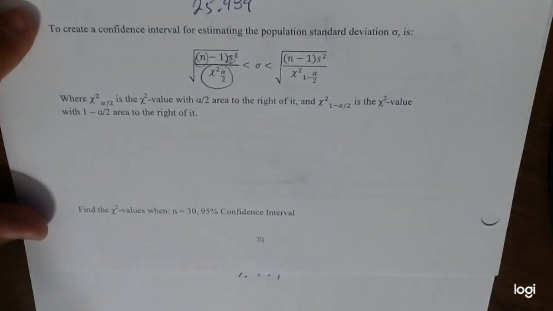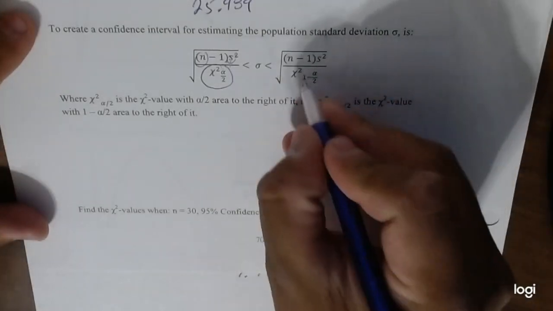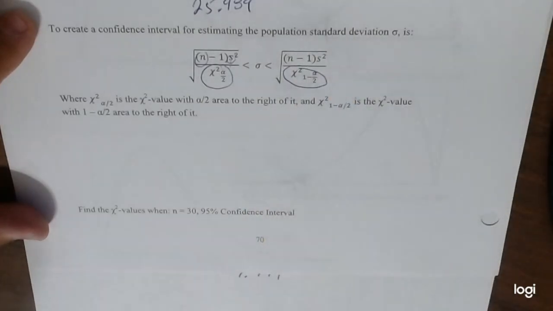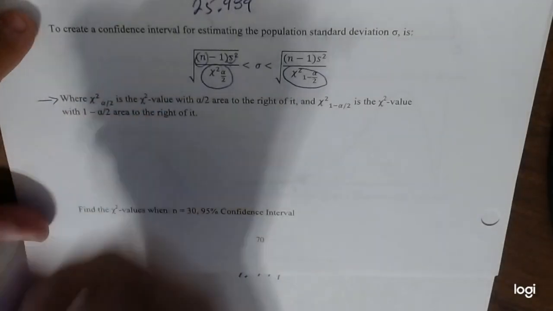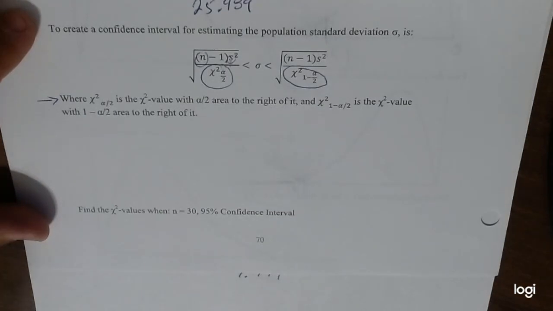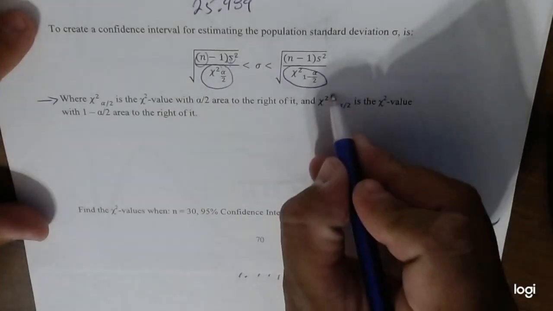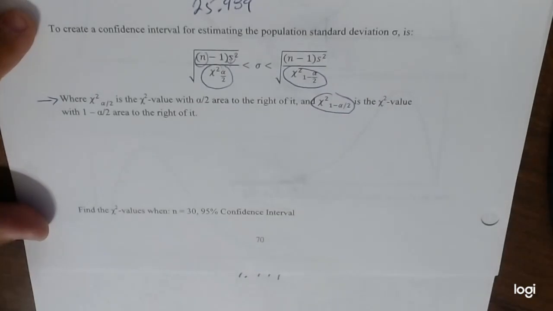it says chi-squared subscript alpha over 2. On the other side, it's almost identical, except this is a little different. This says chi-squared subscript 1 minus alpha over 2. And I give you the definitions of what this represents here. It says chi-squared of alpha over 2 is the chi-squared value with alpha divided by 2 area on the right-hand side. And chi-squared of 1 minus alpha over 2 is the chi-squared value with 1 minus alpha over 2 area on the right-hand side as well.